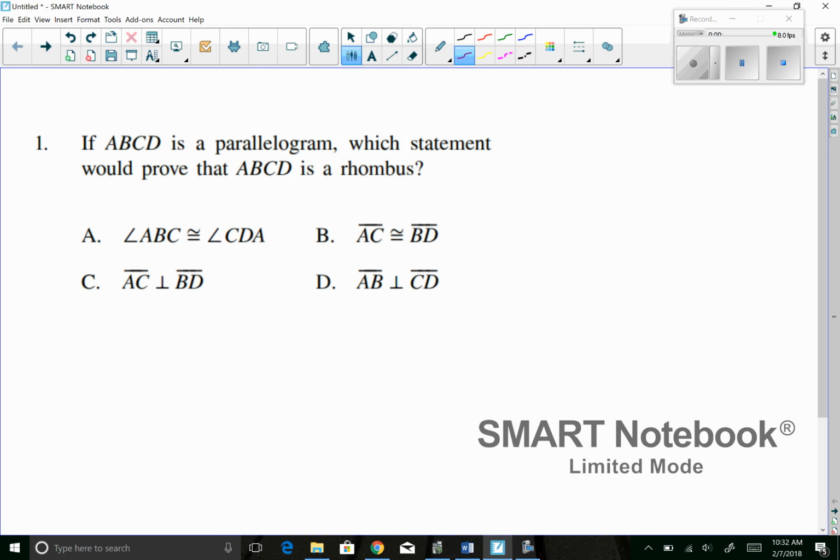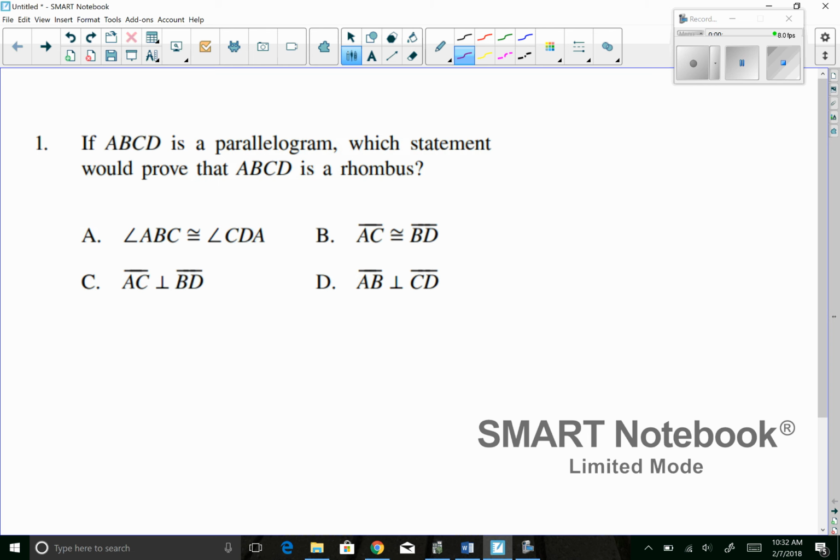All right, everybody, welcome to the video for the review of benchmark number 2. Benchmark number 2 is going to have some parallelogram questions on it, some triangle proof questions on it, and a bunch of similarity. So basically the last 2 units. So let's take a look at number 1.